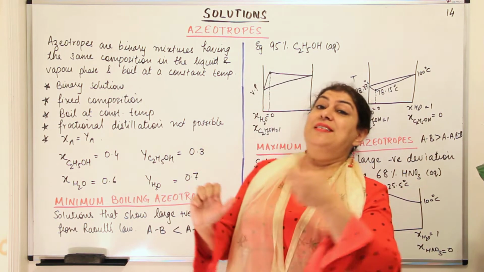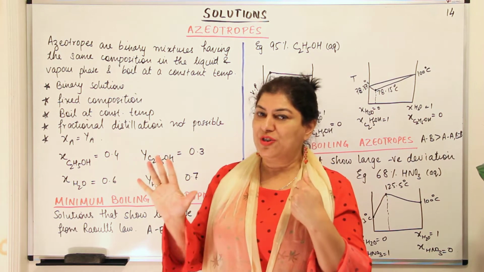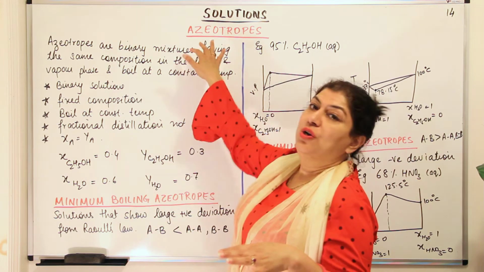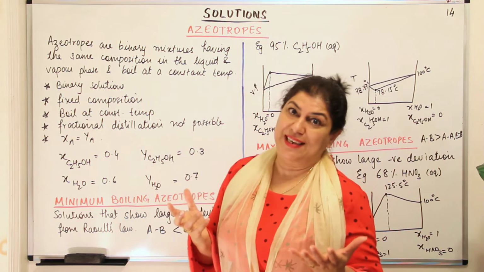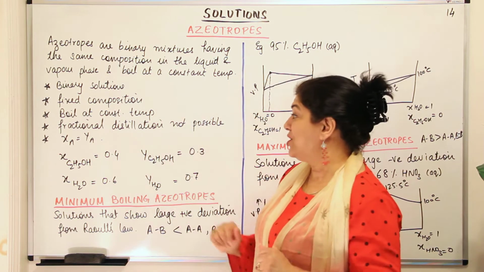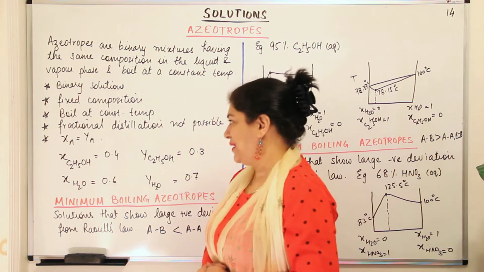In order to separate that 95% ethanol from that 5% of water, to get absolute alcohol, you will have to use azeotropic distillation, which is not covered in our syllabus at this stage. But by fractional distillation, it is not possible to separate it out.